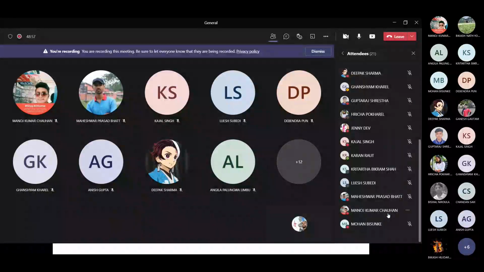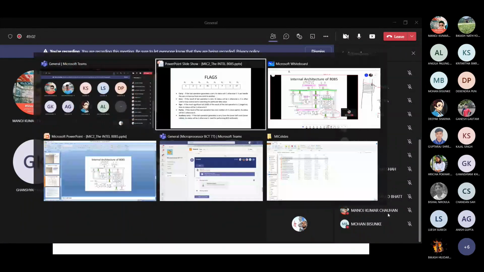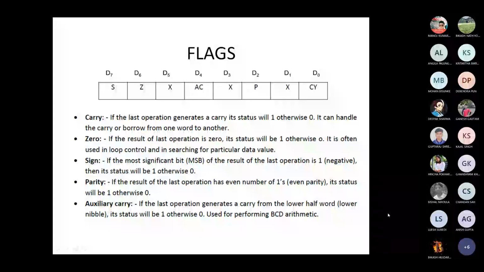To find out whether it is even parity or odd parity, of the result. For example, 2 plus 6 is 8, so there will be an even number of ones. What is 6? 110. 6 is 110, so the number of ones is 2, so that's why it will be even parity. But what is 7? 111, odd parity.